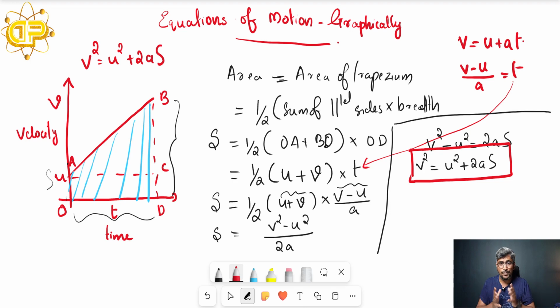And I hope that you got the points, you got the physics and concept behind how to prove graphically the equations of motion and what are the informations that you are getting out of the graphs.